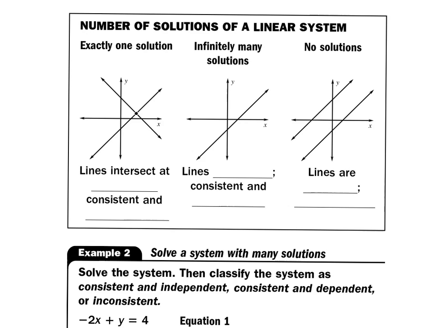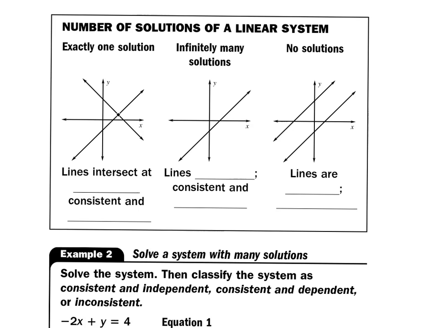Okay, so here are the 3 ways that we could have 2 lines. 2 lines could have exactly one solution. That would mean that they would cross at a point. And we call this consistent. Consistent means it has a solution. And independent. Independent means there's only one solution.